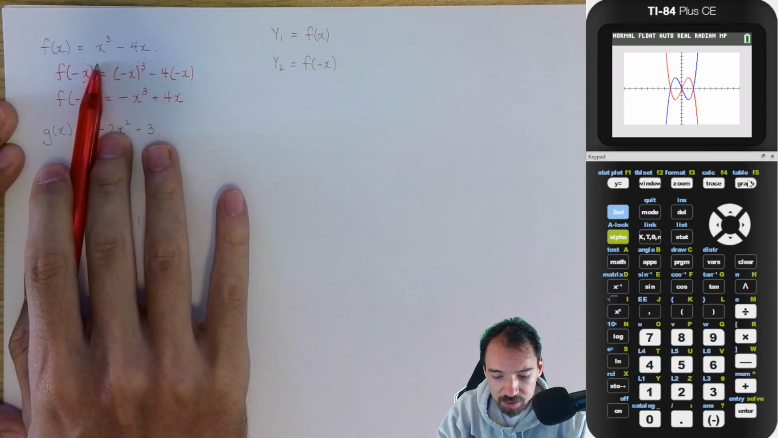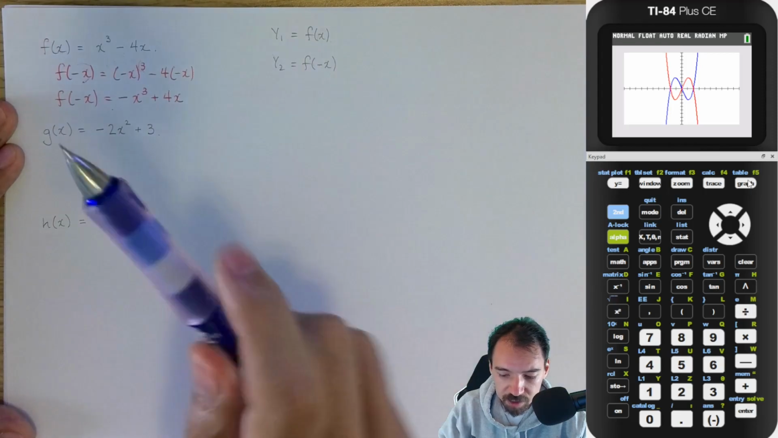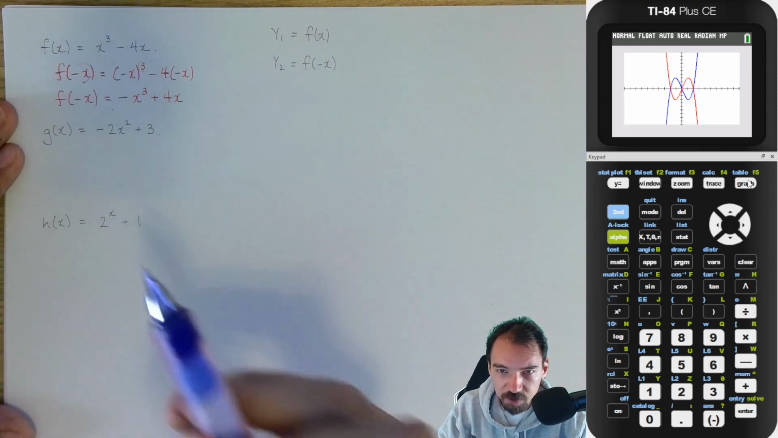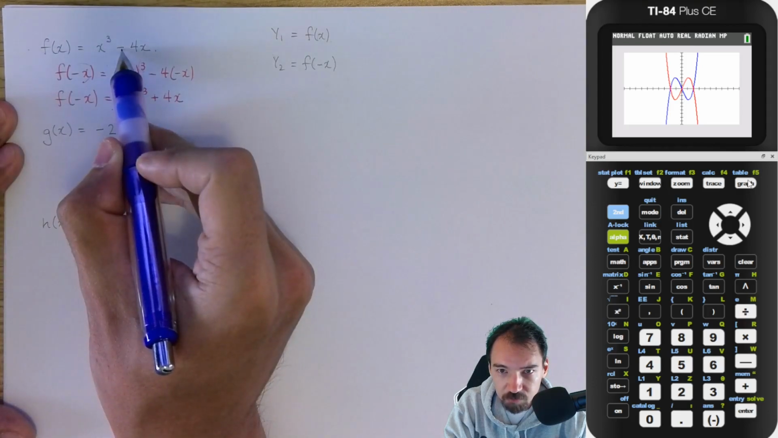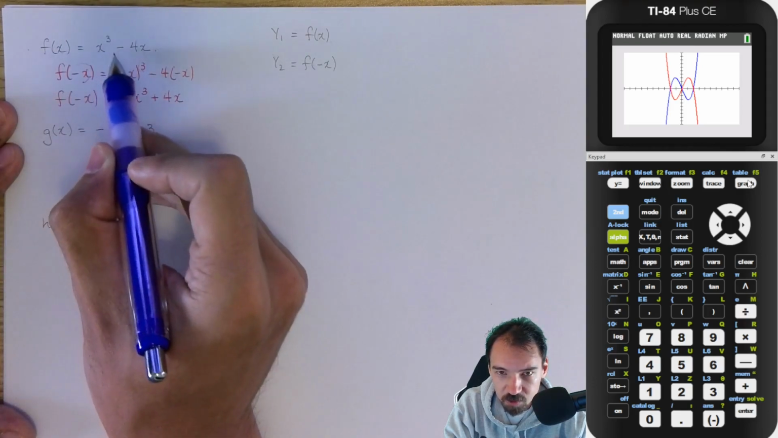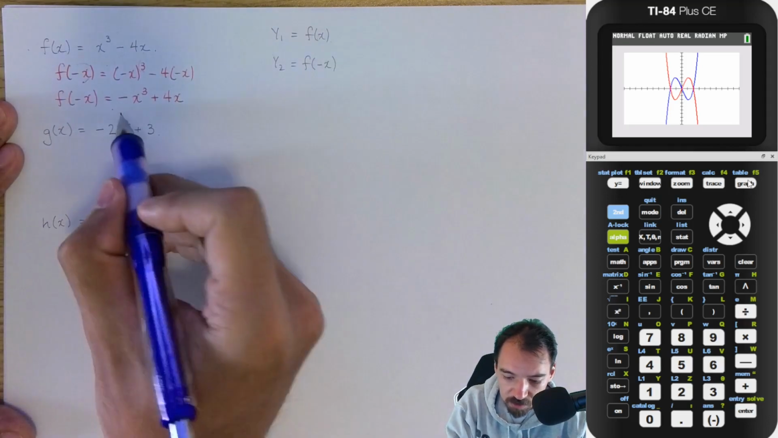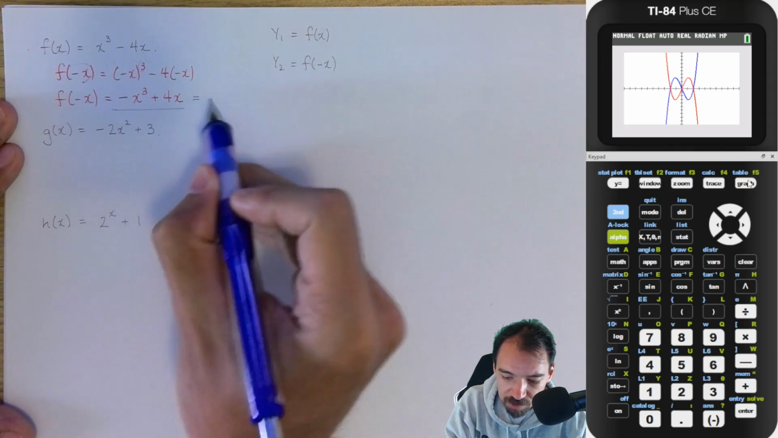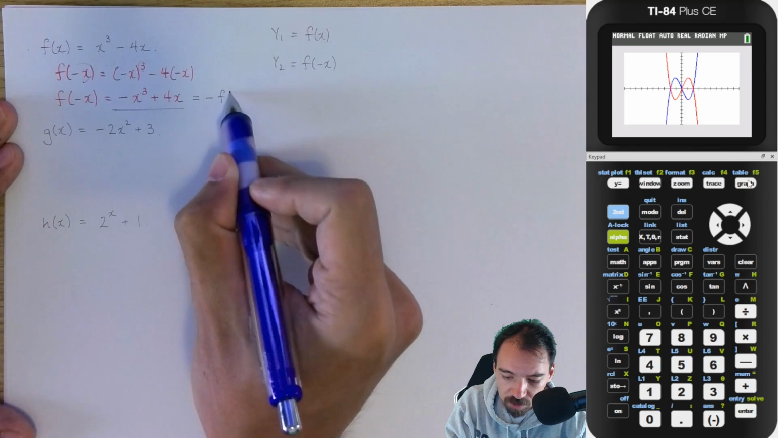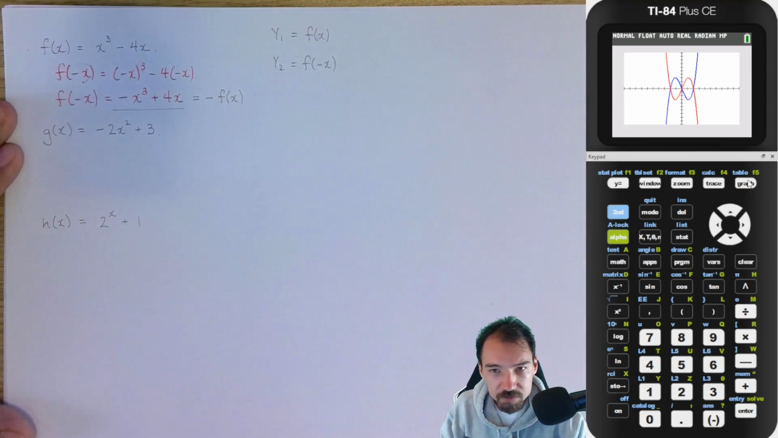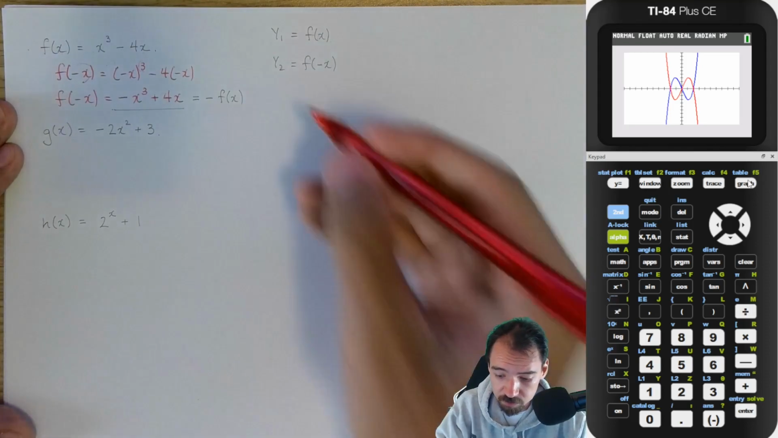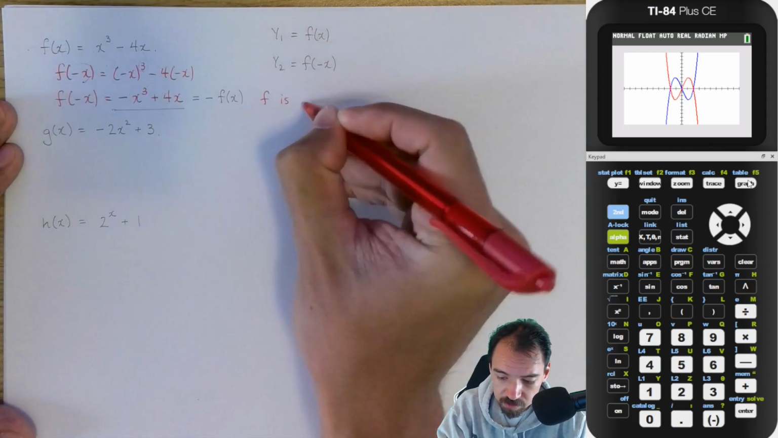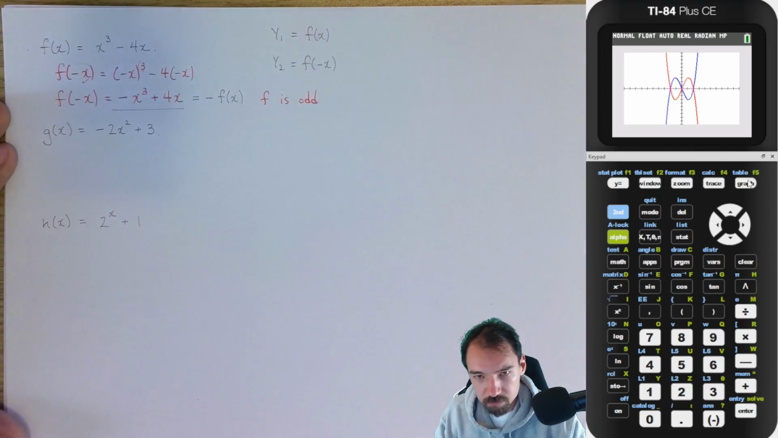What I mean by that is, if I take negative f of x, multiply both sides by negative 1, then I would get negative x cubed plus 4x. So I understand that this right here is the same thing as negative 1 times f of x. And this satisfies the definition of an odd function, right? So f is odd. Well, let's talk about that a little bit.